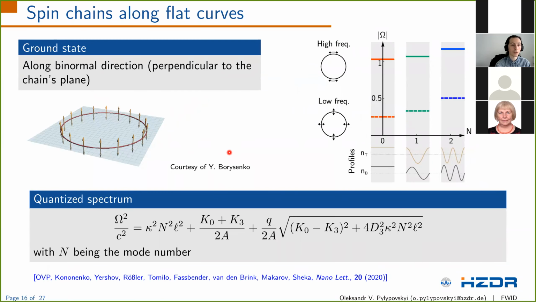We also note that a similar picture can be observed in flat curves. They are characterized by the curvature kappa only because of strictly zero torsion. Therefore, the geometry-driven Dzyaloshinskii-Moriya interaction has only one term, determined by the curvature, and the anisotropy tensor simplifies as well. And in flat rings, for example, one has only one homogeneous ground state. Because of the strong influence of the curvature on the spin wave spectrum, here we have a picture similar to the helix. There are two families of low frequency and high frequency modes.